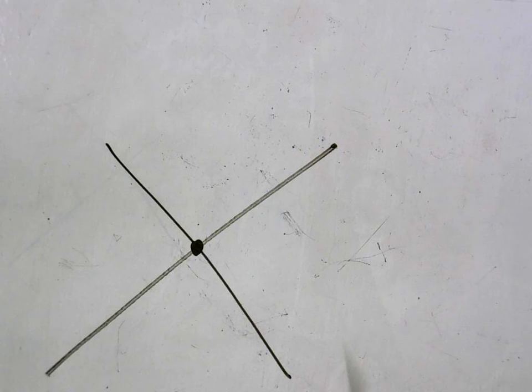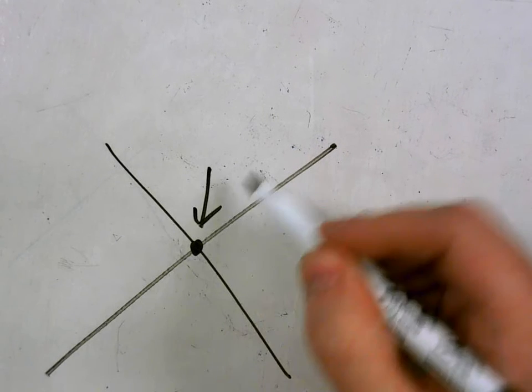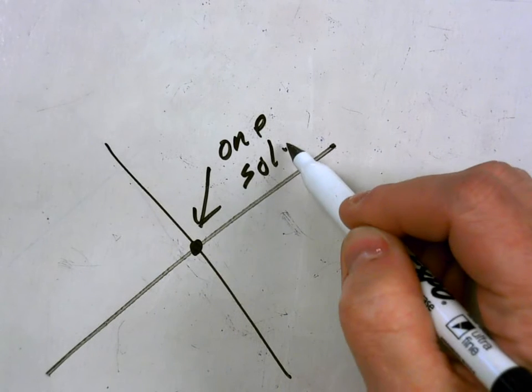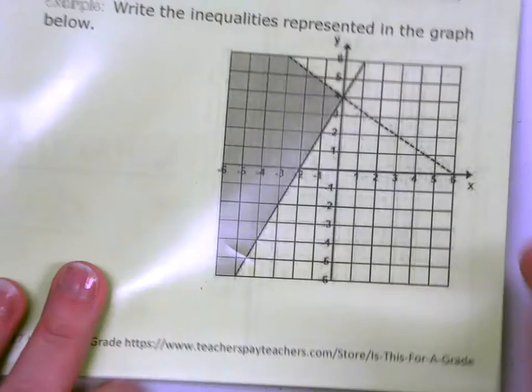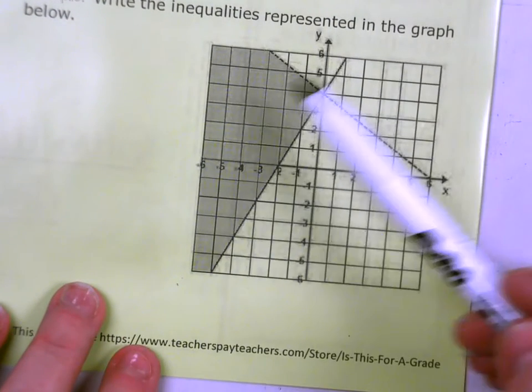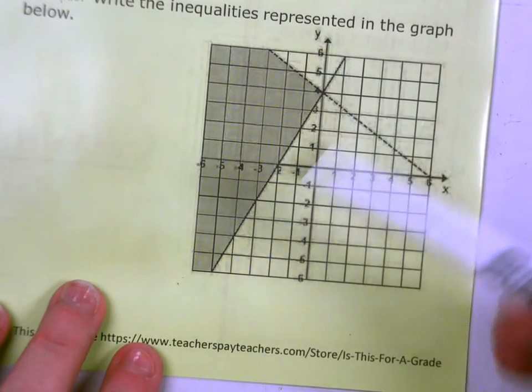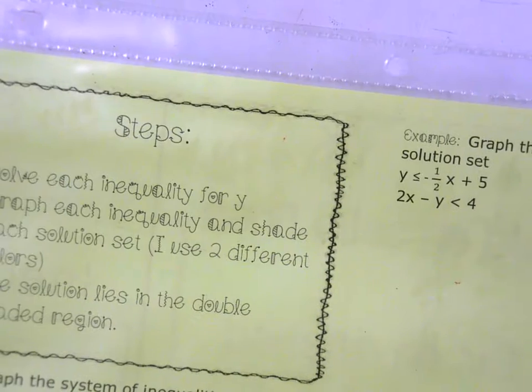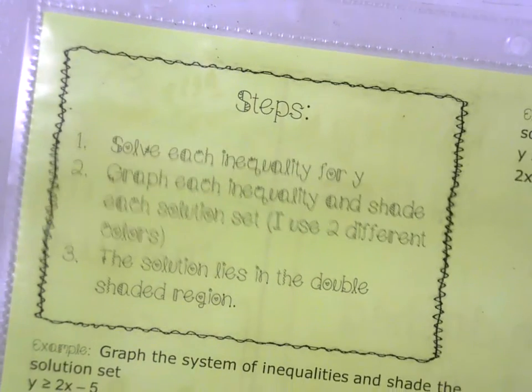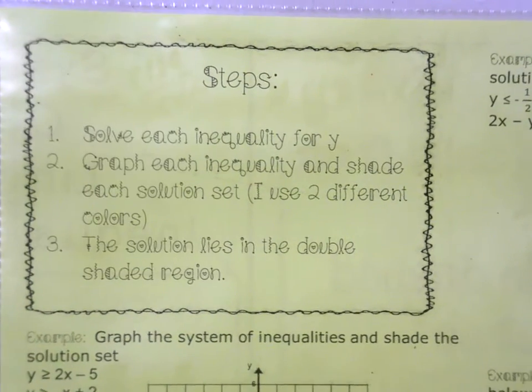When we did systems of equations, we had two lines, right? And wherever they crossed, that was the solution. There was only one solution, wherever they crossed. For linear inequalities, however, we have shading, and wherever both are shaded is your solution. That's why you needed two different colored pencils, because we're going to be shading and graphing two different inequalities.